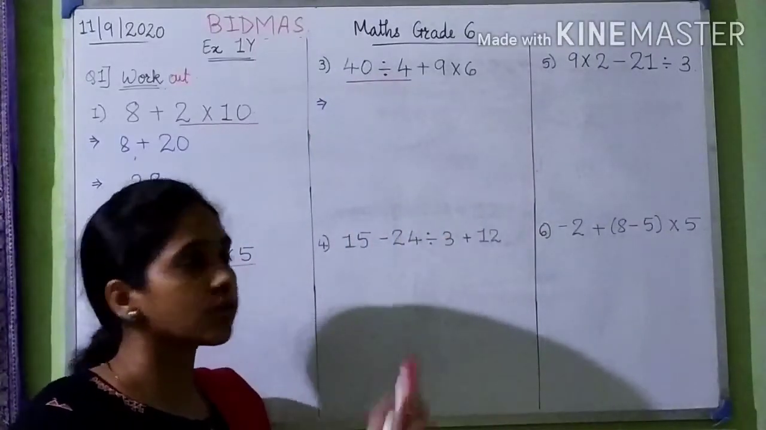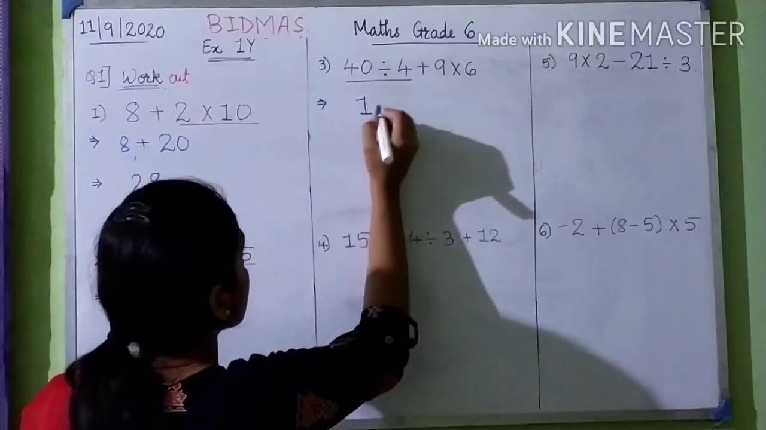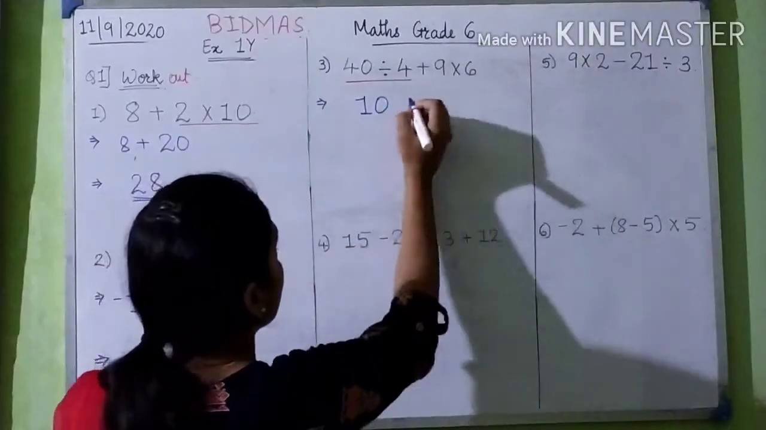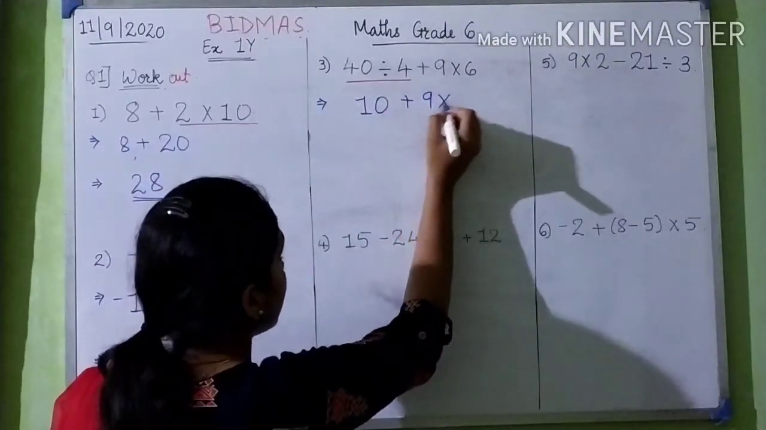4 into 10 is 40. So 40 divided by 4 is 10. So this is 10. Then the rest everything I write the same.